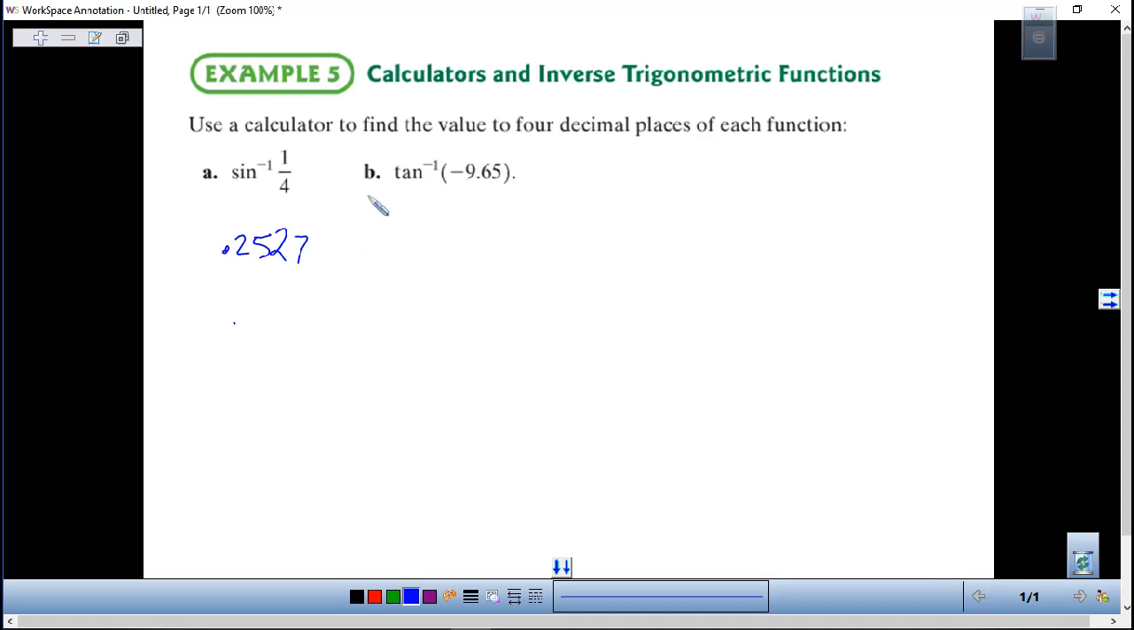Now, if I do the inverse tangent of negative 9.65, I'm going to get negative 1.4675 radians. Now, let me clarify. I need to stress something, because I started talking before I really looked at what the question was here. If you have the sine of 1/4, that with no degree symbol is never going to be a degree. There's not ever going to be a degree right here, because this is the sine value that you're trying to find the angle of.